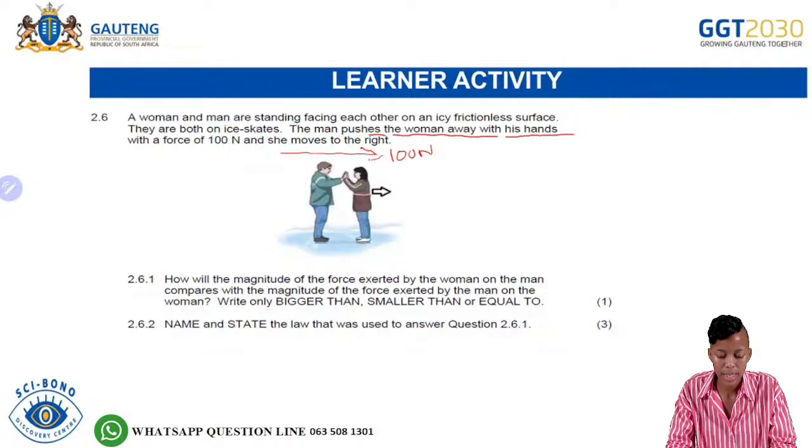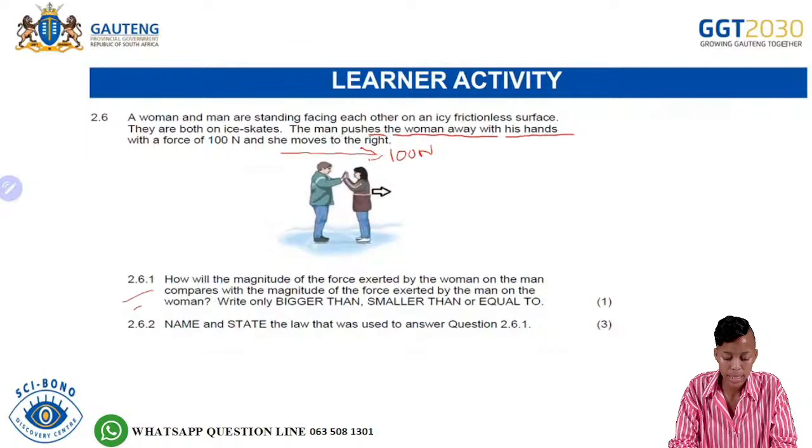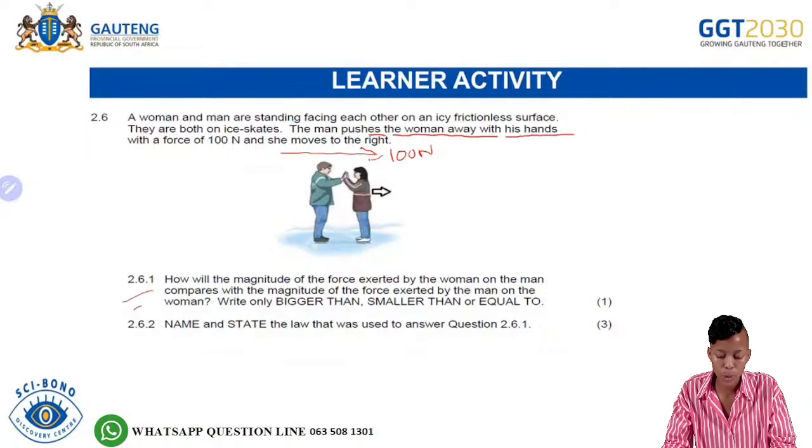And then it says the woman then moves to the right. Then the question here says, how will the magnitude of the force exerted by the woman on the man compare with the magnitude of the force exerted by the man on the woman?